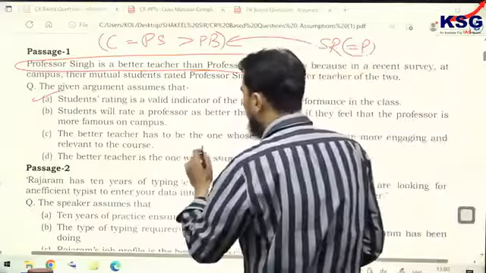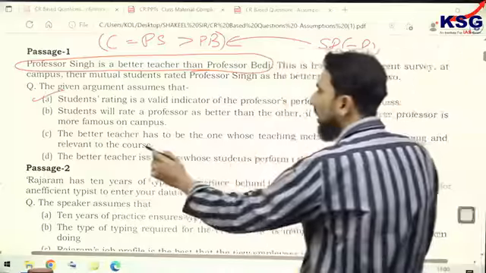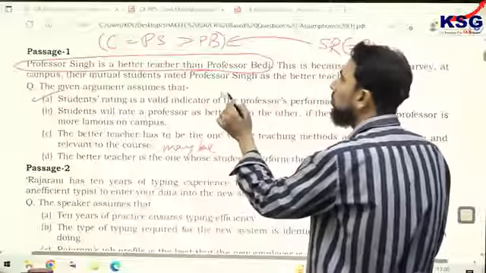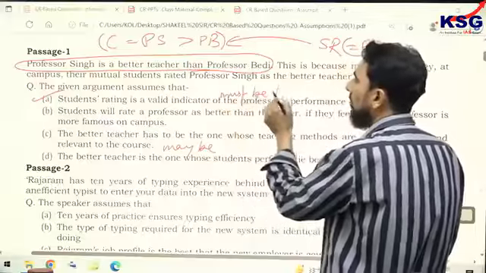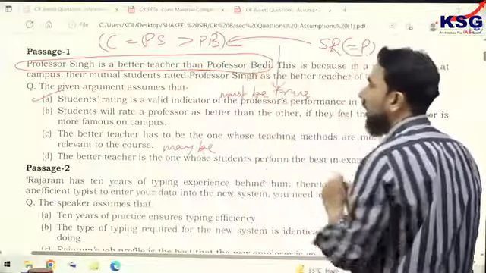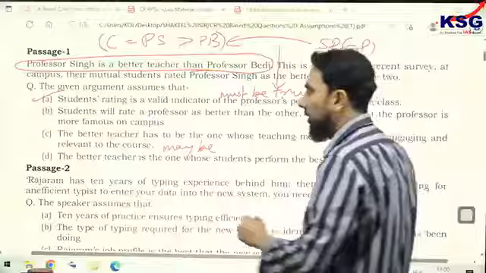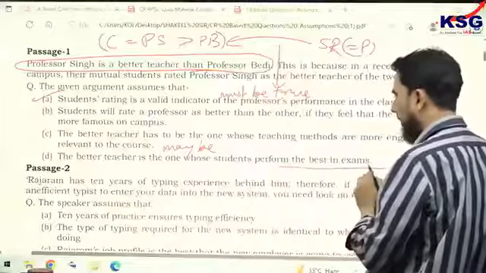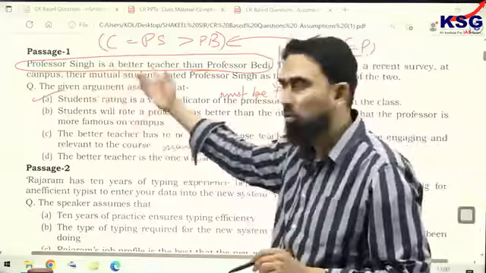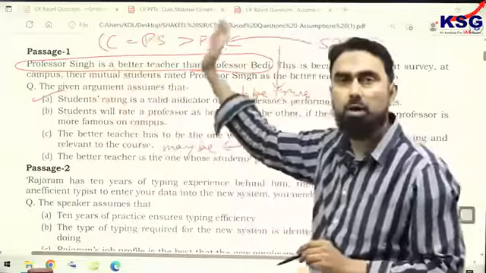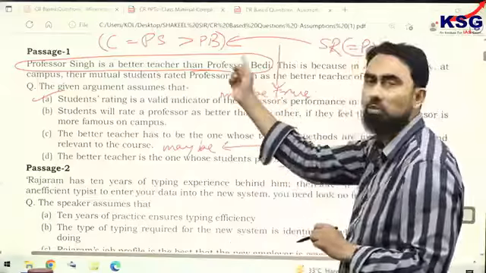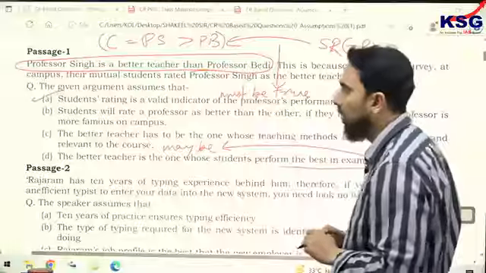Option C, the better teacher has to be the one whose teaching methods are more engaging and relevant, maybe. However, we have to choose the must be true option, and from this given information, if you follow the trajectory, only option A is filling the gap. Option D, the better teacher is the one whose students perform best in the exam, maybe, again. Both C and D are not according to the argument. You are supposed to choose the option according to the argument. Don't go by your own notions, because what is the author's assumption to make this claim? That assumption is option A.